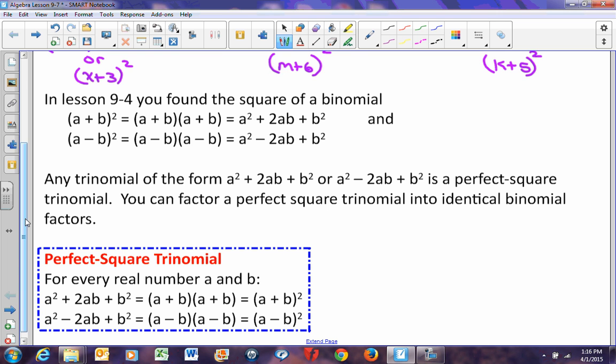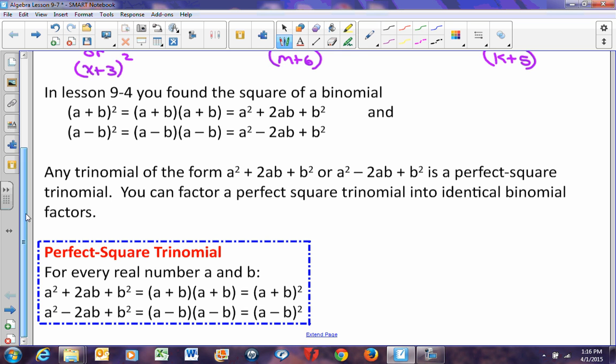Any trinomial in the form of a squared plus 2ab plus b squared, or a squared minus 2ab plus b squared, is a perfect square trinomial. You can factor those perfect square trinomials into two identical binomials using the formulas I have in the box under perfect square trinomial. You should definitely make sure that this is in your notes. These will come in very, very handy.